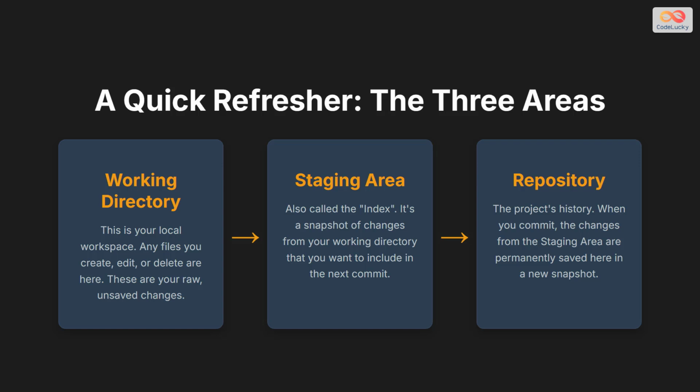Before we dive in, let's quickly review the three main areas in Git. First is the working directory, where you actively edit your files. Next is the staging area, which is like a waiting room for changes you want to commit. Finally, the repository is where Git permanently stores your committed snapshots.